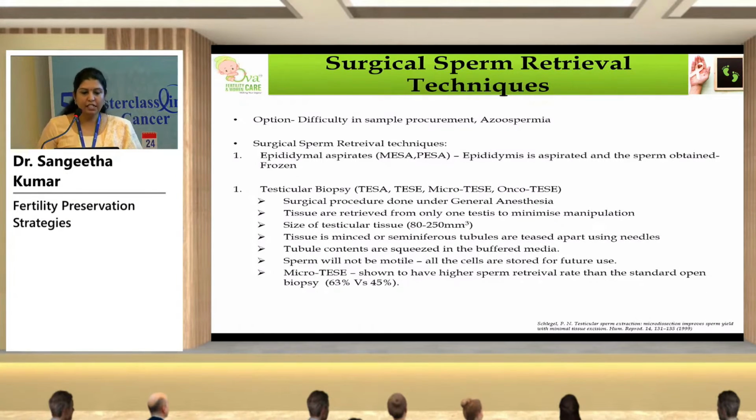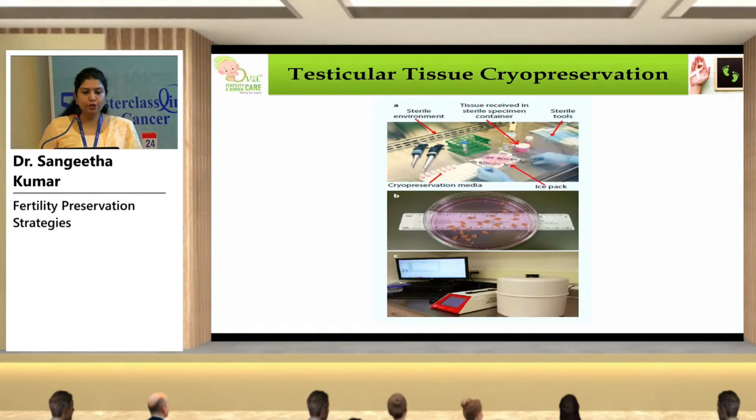Surgical sperm retrieval techniques. In case of difficulty in sample procurement or in severe oligospermia or azoospermia, there are 2 options: epididymal aspiration or testicular aspiration. So it can be testicular extraction, or microTESE can also be done. In case of testicular tissue, the biopsy tissues are usually handed over. We subject them to the culture media, and all these seminiferous tubules are teased, and the sperms are released, and the sperms are then centrifuged and frozen in multiple vials.